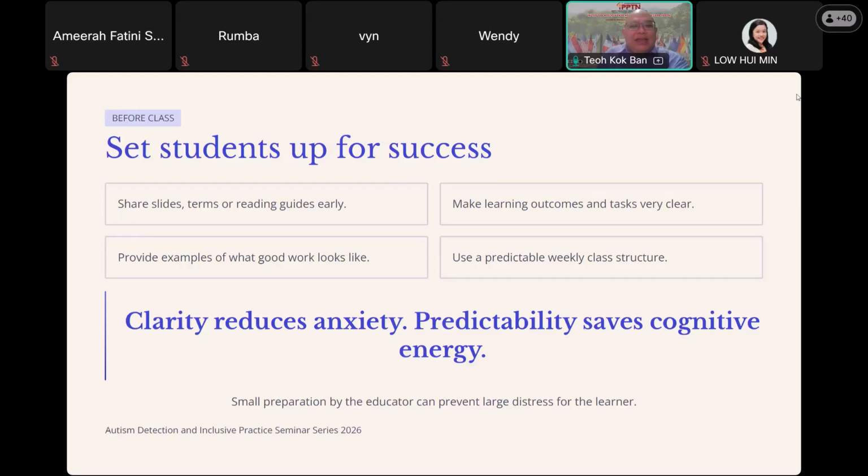So the key words over here are clarity and predictability. Once you make your classes clear and predictable, the students do not need to struggle or spend so much mental energy to go through your class. Sometimes a small amount of preparation from us can prevent a large amount of distress from the learner. We just do a little bit, and it helps a lot for our students.